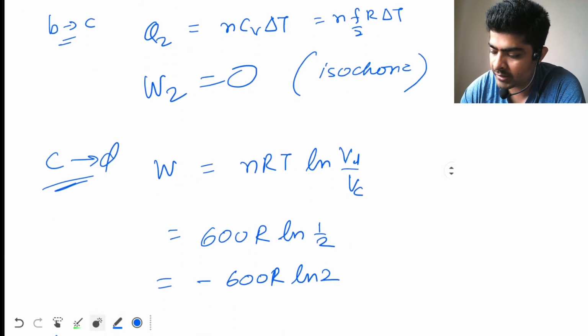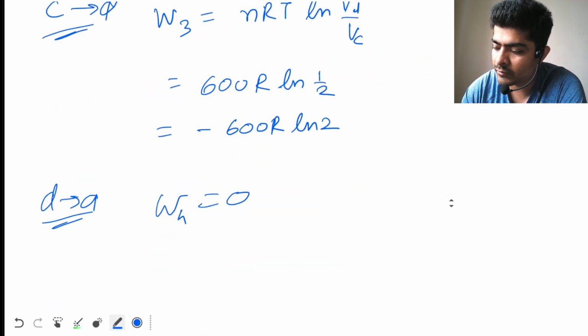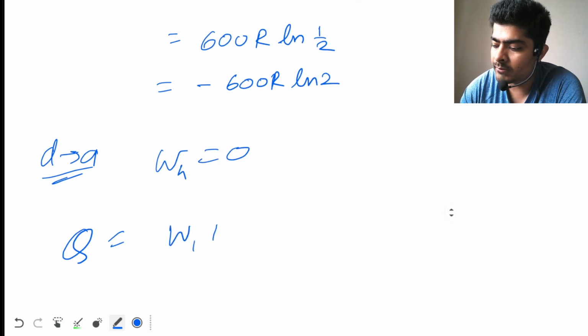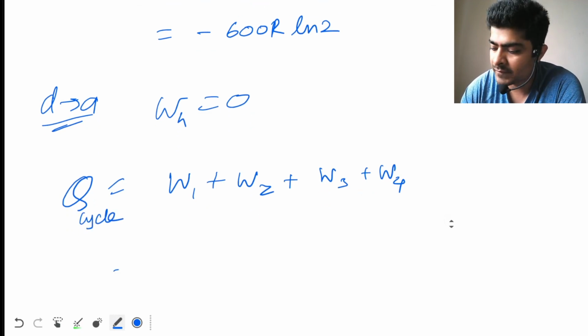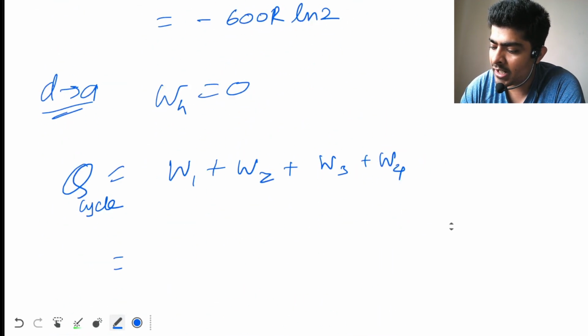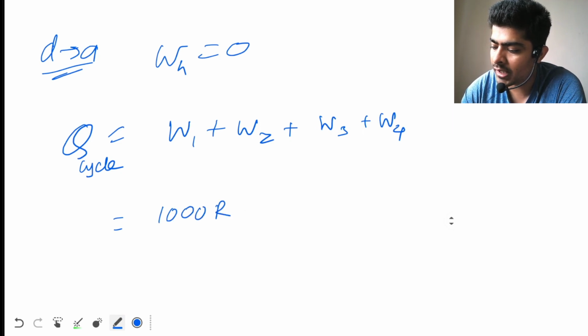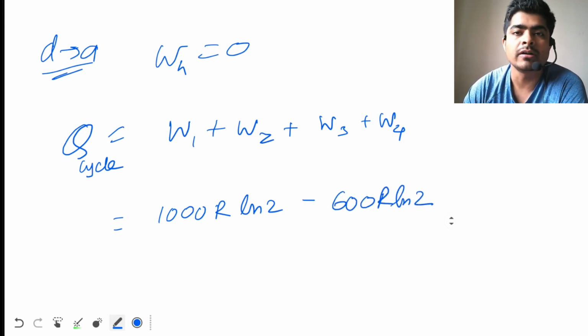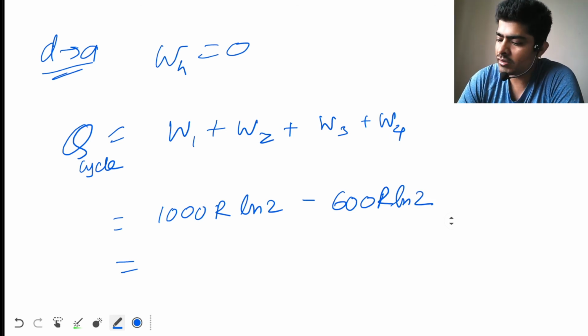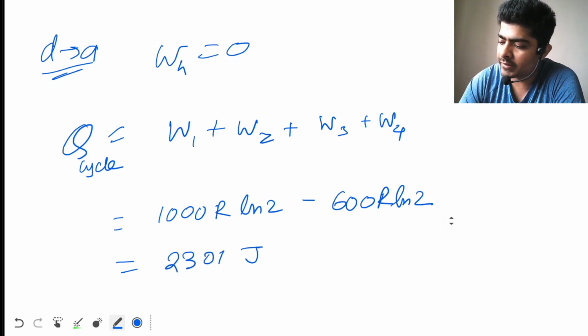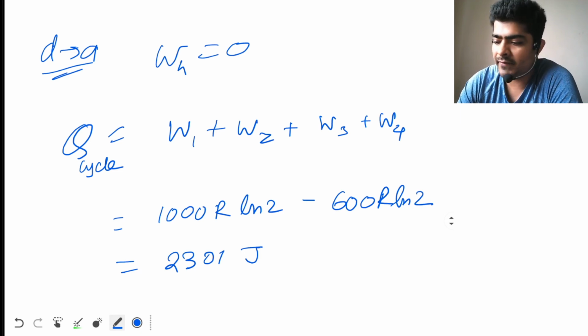Okay. Actually, I should mark this as W3 and this is W4. So heat will be what? W1 plus W2 plus W3 plus W4. This is the total heat for the entire cycle. So W1 is 1000 R log 2. W2 and W4 are 0. W3 is minus 600 R log 2. So you just simplify this, put the value of R. So get this to be equal to 2301 joules. Okay. This is the rough answer. All right.